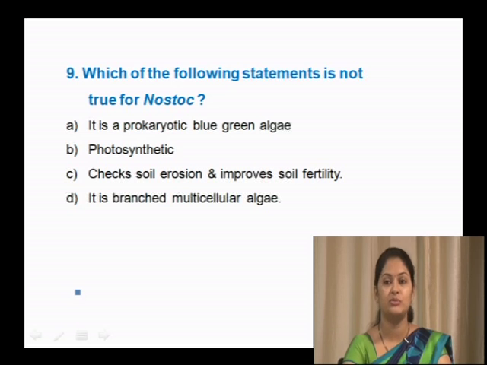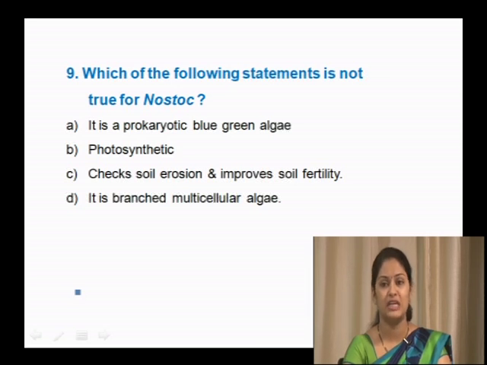That is also true because the mucilaginous sheath of nostoc will hold the soil particles together, thereby it avoids soil erosion. And of course, it improves the soil fertility also because it contains a specific cell called heterocyst, which with the help of an enzyme called nitrogenase will fix the atmospheric nitrogen.